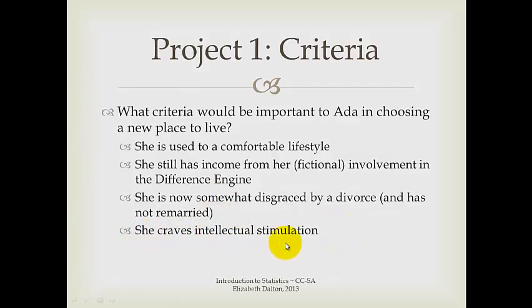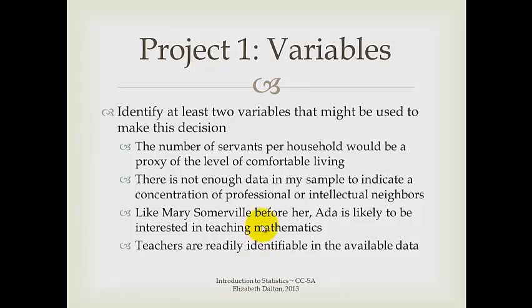However, she craves intellectual stimulation. She's not going to be satisfied living in a neighborhood of shopkeepers or laborers. She's going to want to have people that she can talk with. So for our project, we need to first identify at least two variables that might be used to make this decision.